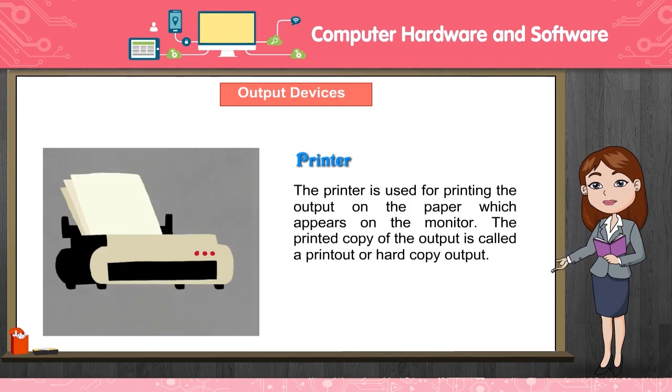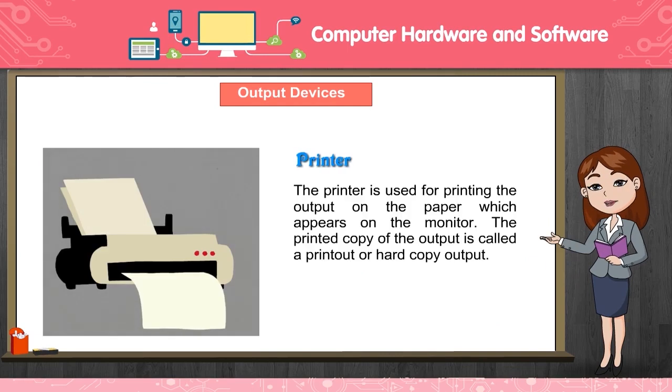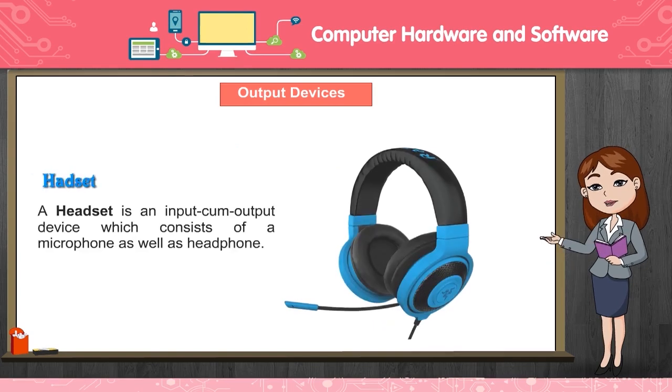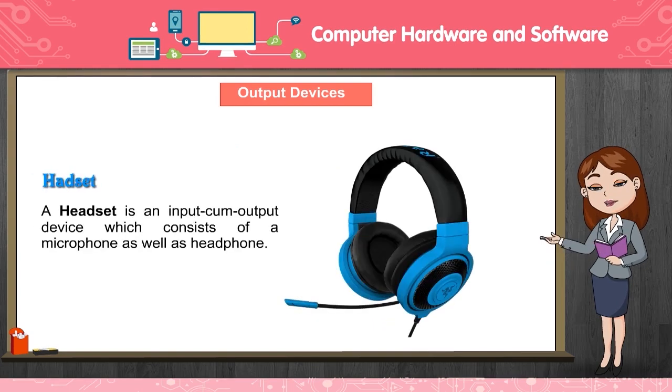Printer. The printer is used for printing on paper the output which appears on the monitor. The printed copy of the output is called a printout or hard copy output. Speakers and headphones. The speakers and headphones are used to listen to any sound file stored in a computer. Headset. A headset is an input-cum-output device which consists of a microphone as well as headphones.